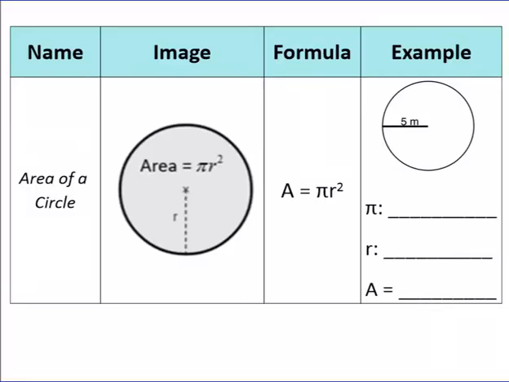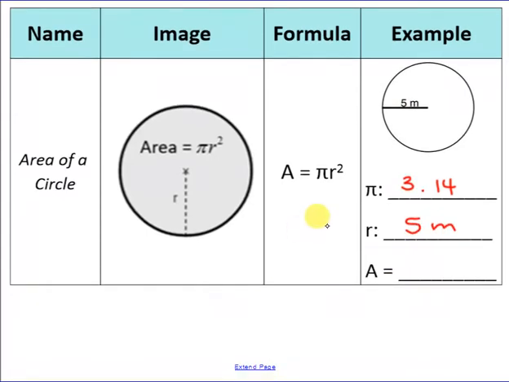All right, so let's go ahead and get started. Go ahead and take out your formula sheet and write down this information. You can hit pause if you need to, but I'm going to go ahead and go through the example here. So pi, as we just said, is going to stand for 3.14. The r, the radius of this circle, is 5 meters. And so we're going to go ahead and calculate the area with the formula that I gave you here. So A equals pi r squared.